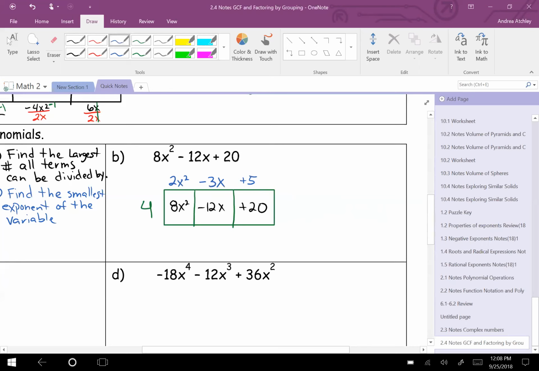Okay, notice not all 3 of them had an x, so you can't pull out an x. You can only pull out an x if all 3 of them, or all the terms, have that variable. So the smallest amount of exponents here is nothing, is 0. So the GCF is just 4. So our factors then, our GCF is 4, and then the 2x squared minus 3x plus 5. Any questions over that?